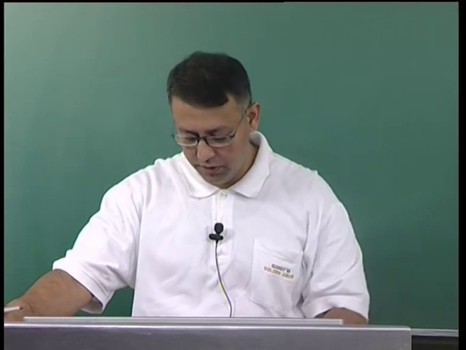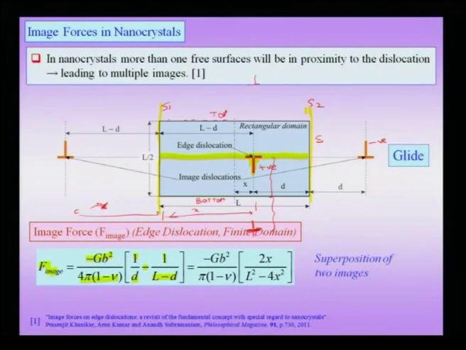Therefore to summarize this slide, in bulk or infinite crystals, dislocations feel no forces arising automatically, that means for a single dislocation in an infinite body, there are no forces. If it is a single dislocation in a semi-infinite body, then you have the image force coming from a single image. If it is a finite crystal, then you have multiple images, as I have just shown you, and therefore if a dislocation is positioned in a nanocrystal, then you will have multiple images contributing to the net force on the dislocation.